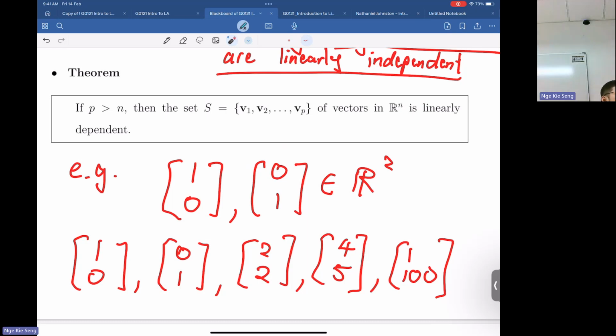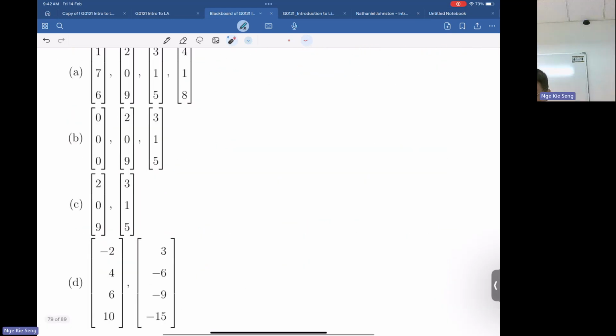So this part is about linear independence. Later we will define dimension using span and linear independence. We have these two ideas, and these two ideas are pretty important in linear algebra. If no question, let's go on.